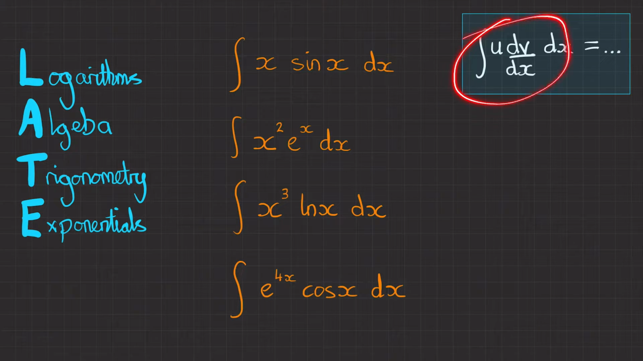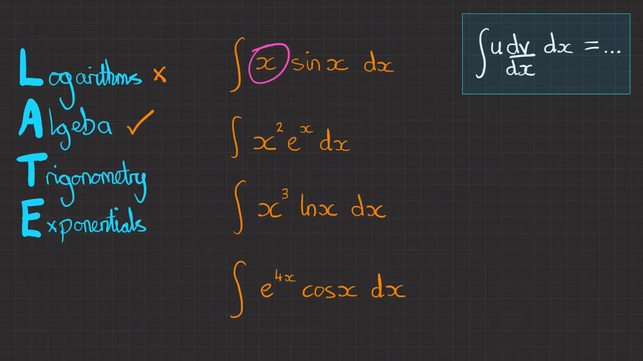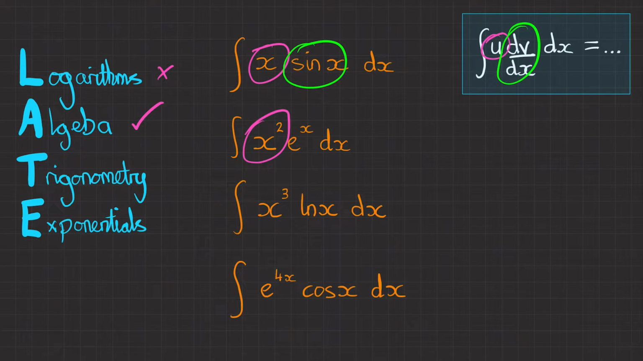So we've got the left-hand side of the formula here, just for reference. This question at the top, well, we've not got any logarithms, but we have got algebra, so our x will be our u value. And then our sin x is actually our trig value, so that'll be our dv by dx value. This second one, we've got no logarithms, but we have got algebra, so our x squared will be our u value, and our e to the x, that'll be our dv by dx value.